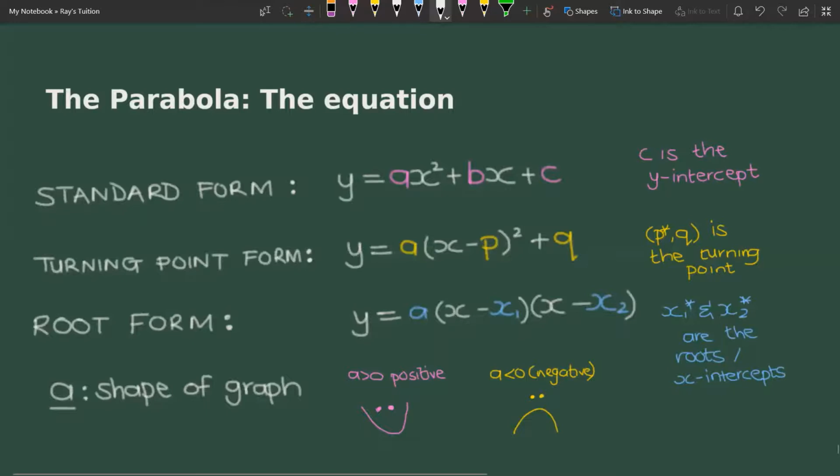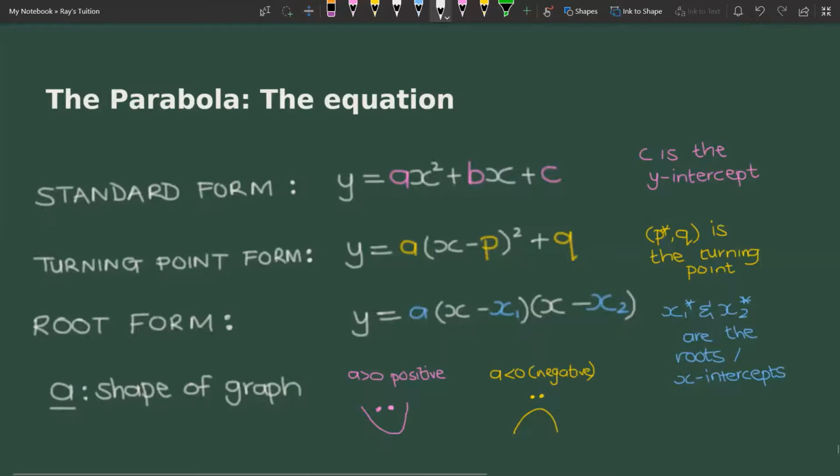The next thing I would like to point out is you see that all of them have this a value. So the a gives us the shape of the parabola, and there are two cases. a can either be positive, in which case this is the shape of the graph.